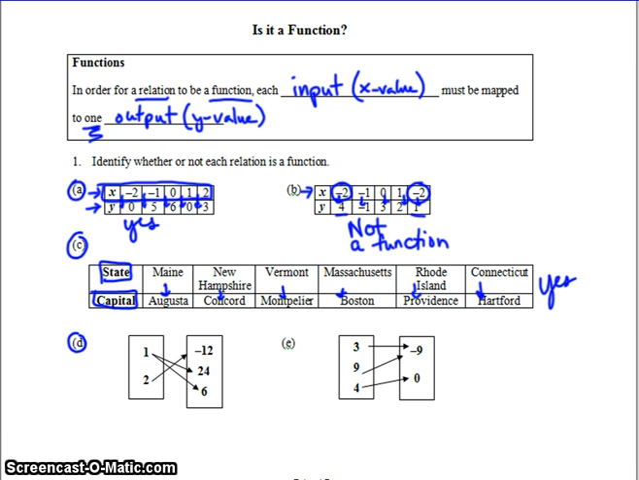D, we have our input and then we have our output. If you notice, our input can only go to one output, and y goes to 24 and 6. So this is not a function because every input should only have one output. Because 1 goes to 24 and 1 goes to 6.